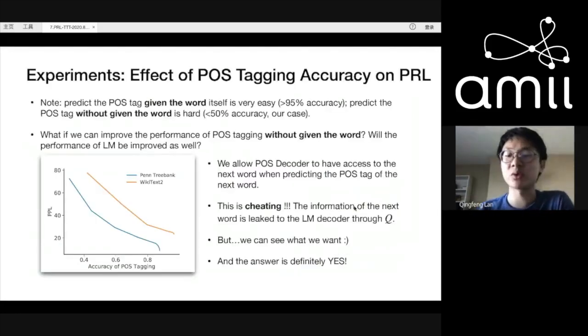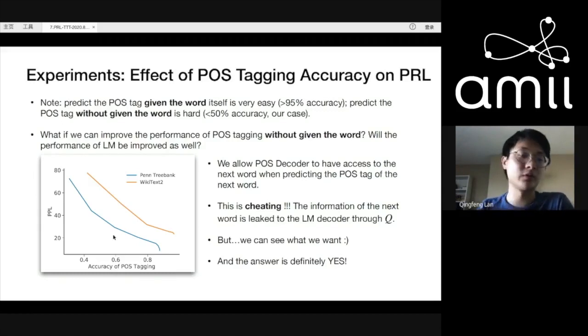But we can see what happens if we can improve the performance of POS tagging. And the answer to this question is definitely yes. As you can see in this picture, as we increase the accuracy of POS tagging from 40% to 80%, the perplexity is decreasing significantly quickly.